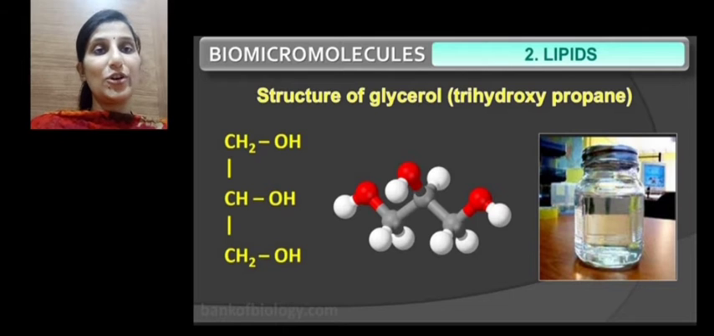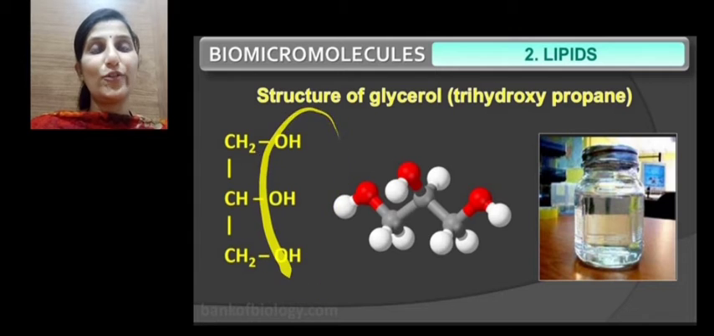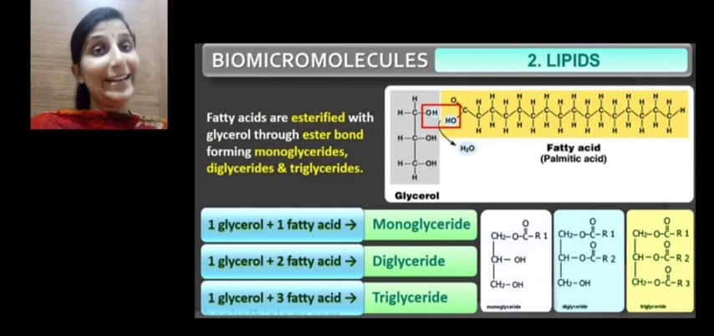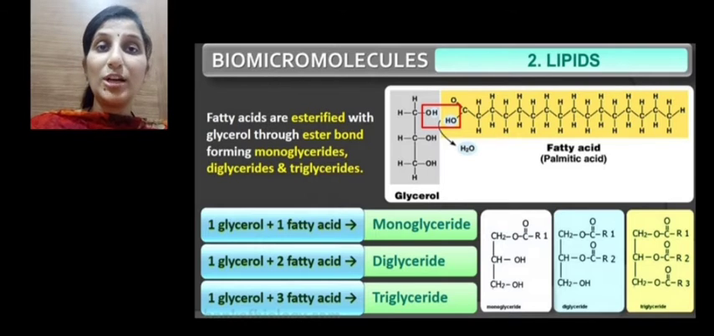Now, this is the structure of glycerol. As we said, in simple lipids the fatty acid is combined with an alcohol like glycerol. Glycerol is nothing but trihydroxypropane. You can see three hydroxyl groups, so it is called trihydroxypropane. Fatty acids can be esterified with glycerol, forming ester bonds, and thus can form monoglycerides, diglycerides and triglycerides.